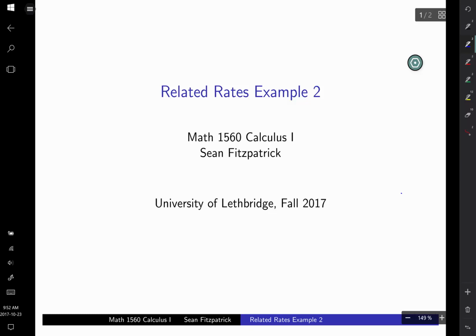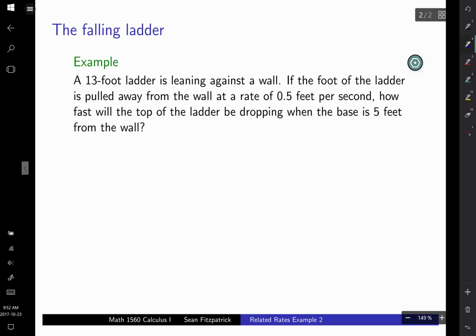Okay, so here is our second related rates example for Math 1560 Calculus 1 at U of L for fall 2017. In this example, we'll look at the second of the examples that we had on the Introduction to Related Rates, the falling ladder problem. So I did sketch this out for you.